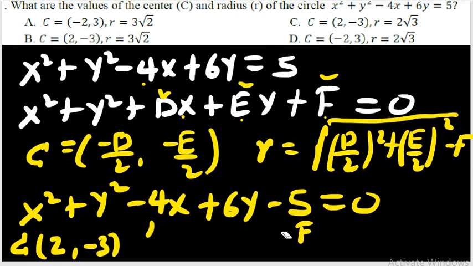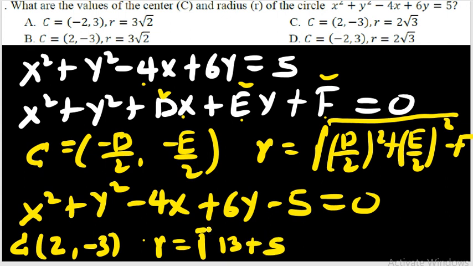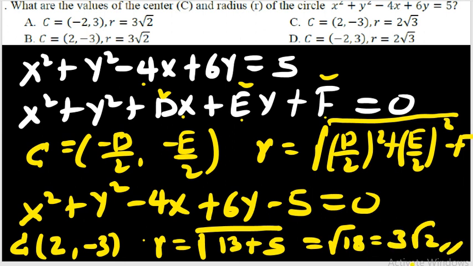What about the radius? Square them, each of them: 2 squared and 3 squared, which will be 4 plus 9, 13, plus or minus the F. What is the F? Negative of negative 5 will be plus 5. So this is the same as the square root of 18. Square root of 18 means 9 times 2, and the square root of 9 is 3, so 3 radical 2. So which option contains 3 radical 2 and the center (2, negative 3)? The answer necessarily will be B.